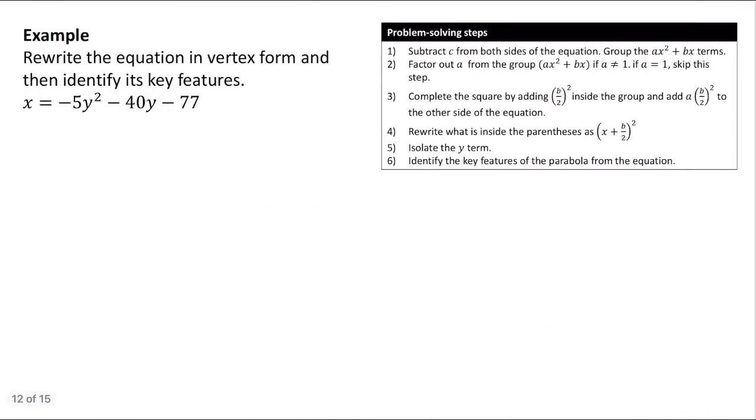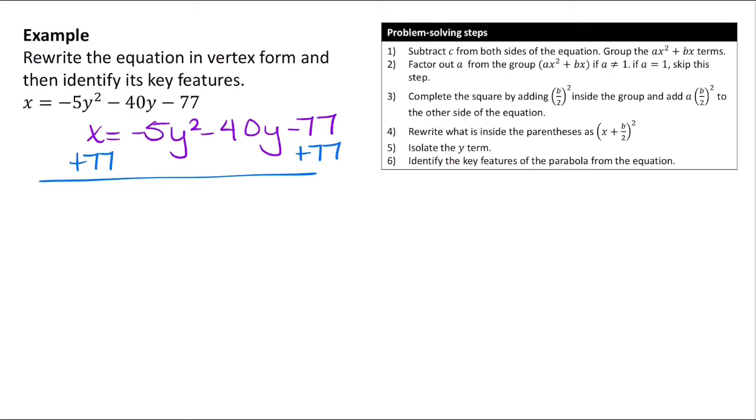So now let's rewrite this equation in vertex form and identify its key features. Okay, so once again, I have a lot going on in this problem, right? Because I have an a, I have some negatives, lots of things floating around, but that's okay. We can use the same steps to figure this out. So I'm always going to start off by moving c, so let's just go ahead and do that. I'm going to get x plus 77 equals negative 5y squared minus 40y.